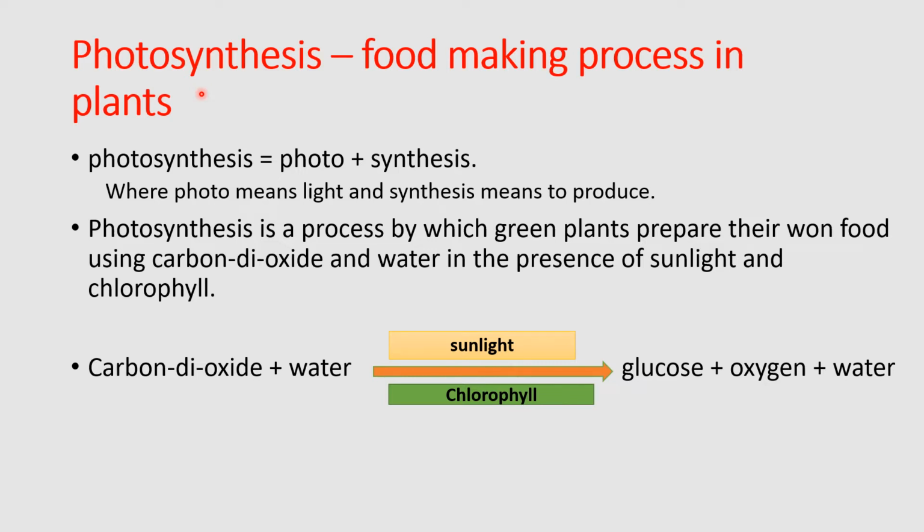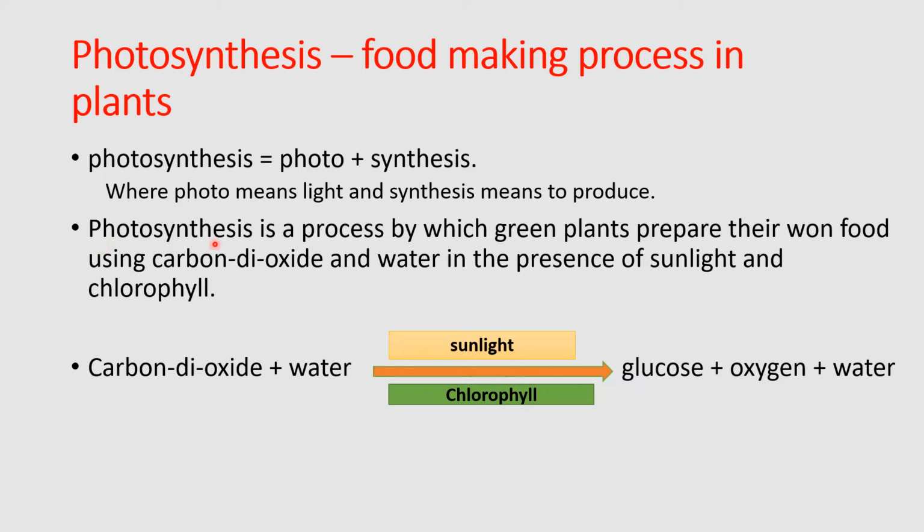How do we split the word autotrophic? Auto plus trophic. In the same way, if you split photosynthesis, we will get two words. What are they? Photo plus synthesis. Now, what do you mean by photo? Photo means light and synthesis means to produce.